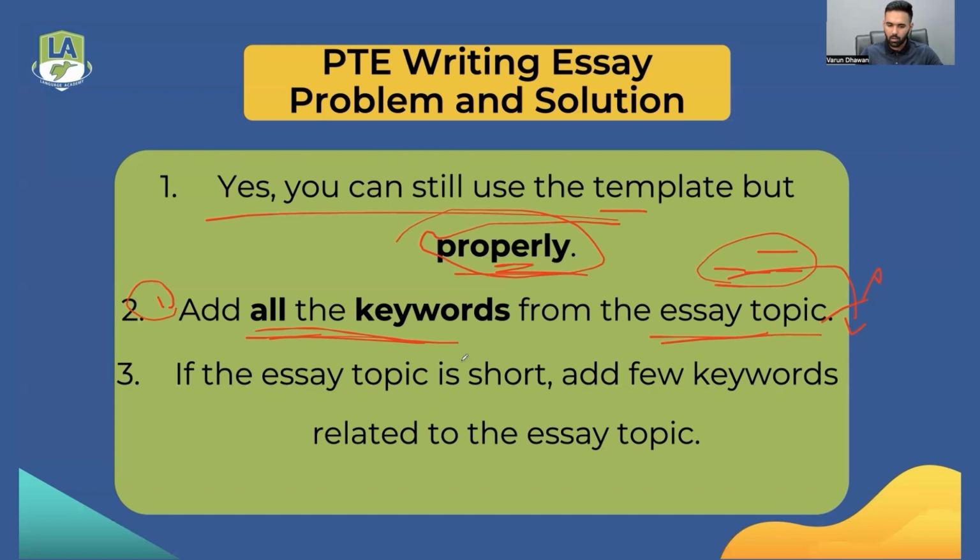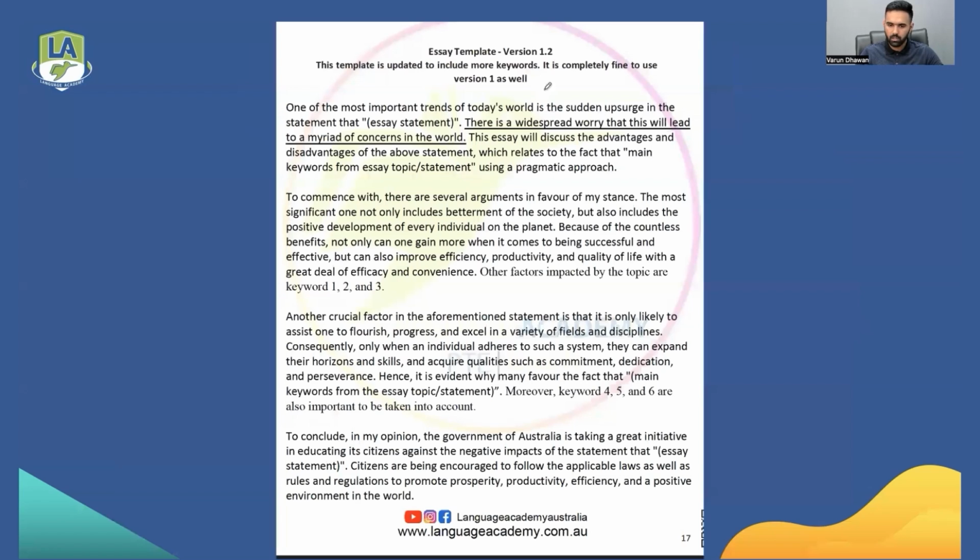And then along with all the keywords from the essay topic, if the essay topic is short, meaning it has only got 3 keywords or 4 keywords, in that case you have to add a few keywords related to the essay topic in your answer. Let me show you how. This version 1.2 was the old version. We have recently released version 1.3 for our students. In that, we have modified the template, changed the template a bit.